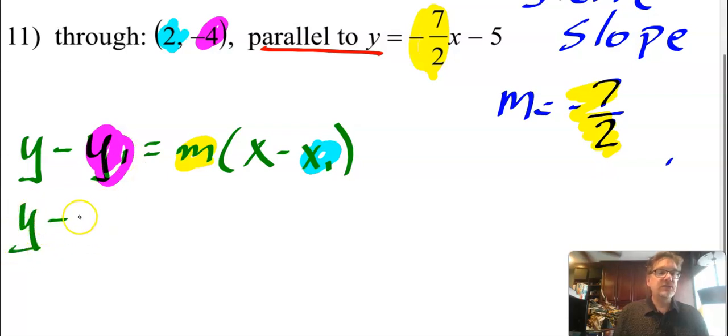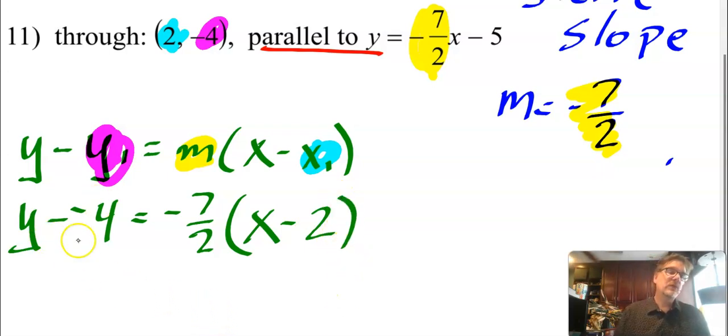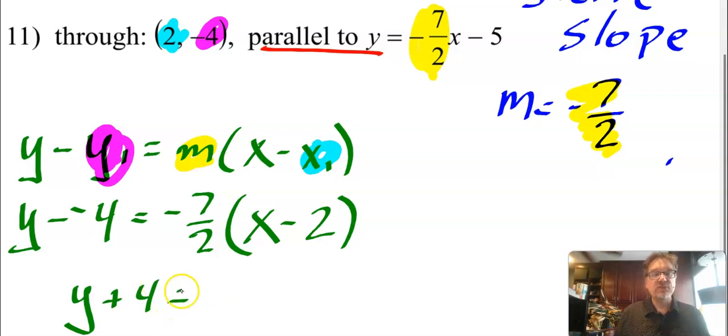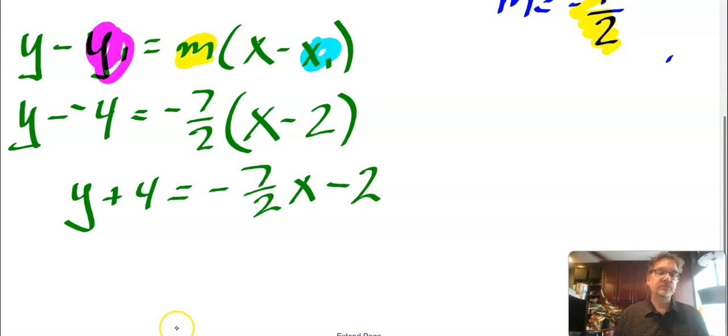So y minus negative 4 equals m, negative 7 over 2, times x minus 2. No one says minus and negative. We say plus. y plus 4 equals negative 7 halves times x minus 2. I distributed into the parentheses. That's how I got this.